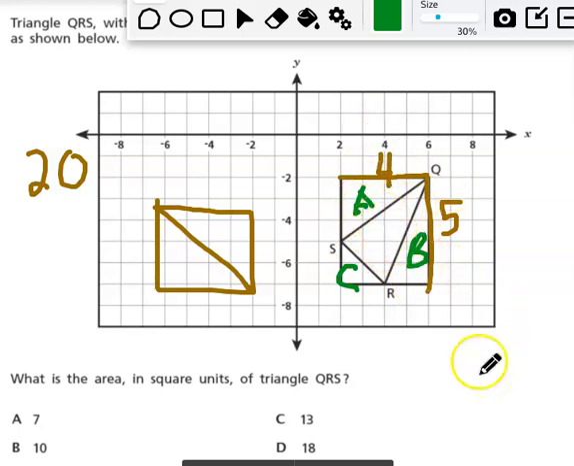All right. So this one is 1, 2, 3, 1, 2, 3, 4, 1, 2, 3. So that's 12 divided by 2. This is 5 times 2, 10 divided by 2. This is 2 times 2, length times width, we divide by 2. So that's 2. And then you take it out from 20. All right.